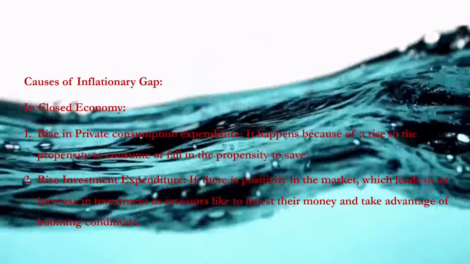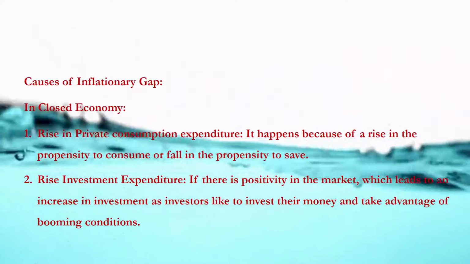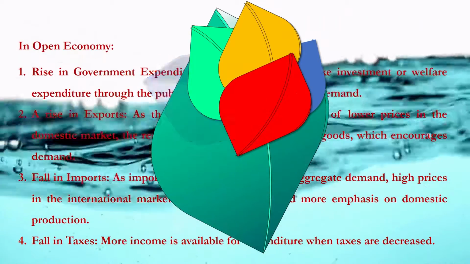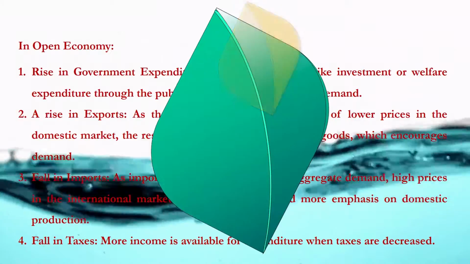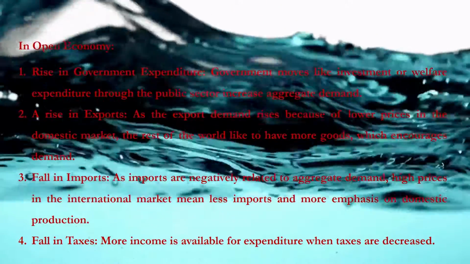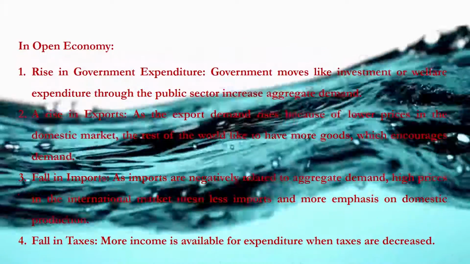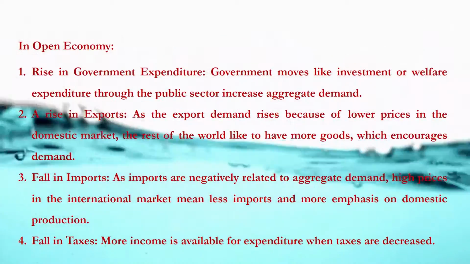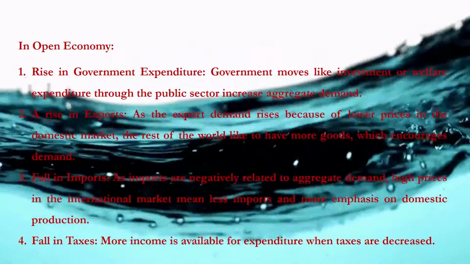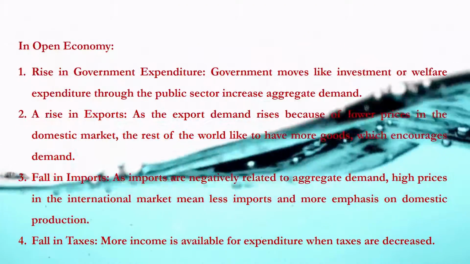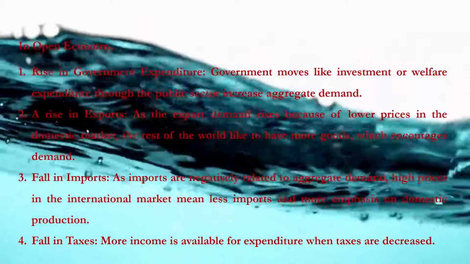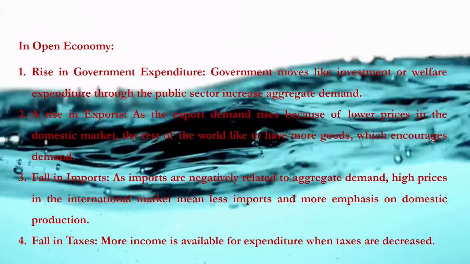Causes of inflationary gap in an open economy. 1. Rise in government expenditure. Government moves like investment or welfare expenditure through the public sector increase aggregate demand. 2. A rise in exports. As the export demand rises because of lower prices in the domestic market, the rest of the world like to have more goods, which encourages demand.